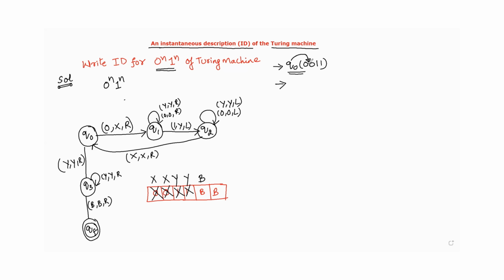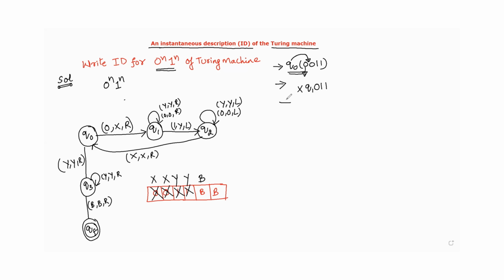After 0, what will come? It goes to the right side, where q1 will come here. And what about this 0 1 1? 0 1 1 remains the same. Now this 0 will be converted to x.